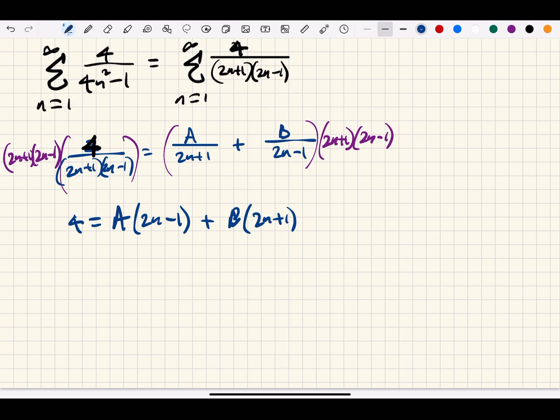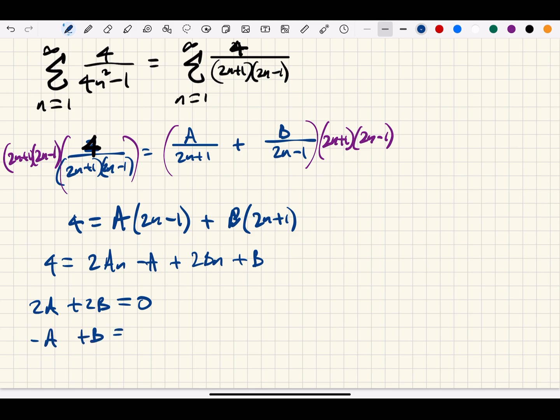Okay, then we can multiply all this out. So we have 4 equals 2An minus A, plus 2Bn plus B. Now, how many n's do I have on the left? I don't have any, do I? So here's what I know. I know that 2A plus 2B is going to have to be equal to 0, in order for these two sides to equal each other. And then I also know that minus A plus B is going to have to equal 4, right?